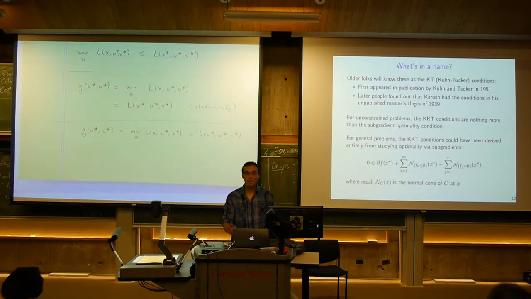So now we call them the KKT conditions, and we put Karush at the front to acknowledge him. So you'll see these called the Kuhn-Tucker conditions if you're reading a paper that's old enough. They won't include Karush.